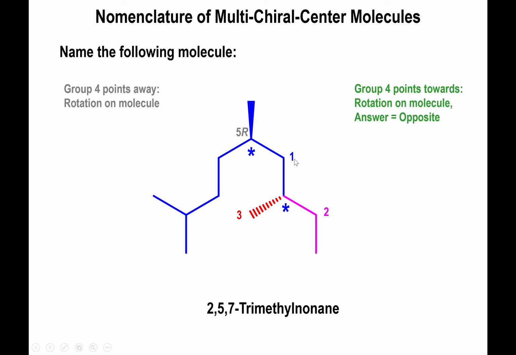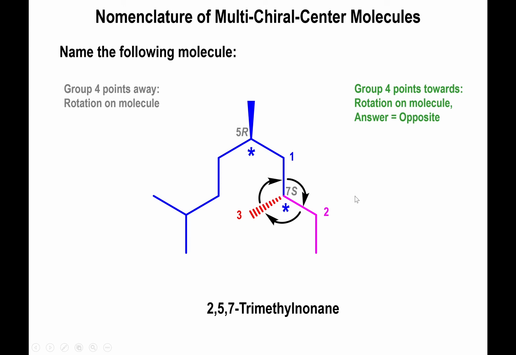So if we go from priority 1 to priority 2 to priority 3, this seems to be the clockwise configuration, or R configuration. But because the lowest priority is going towards us, the actual configuration is not R, but rather S, right? So that's the easier way to go about it. Okay, so this is position 7, this is 7S.